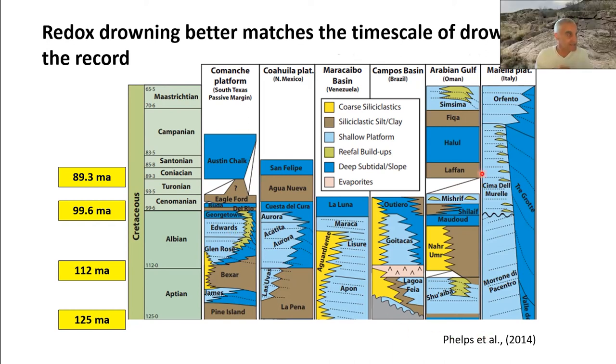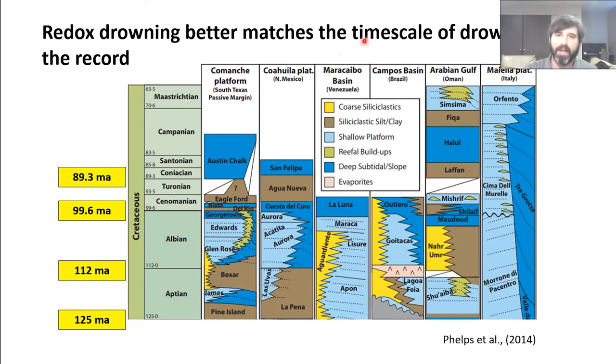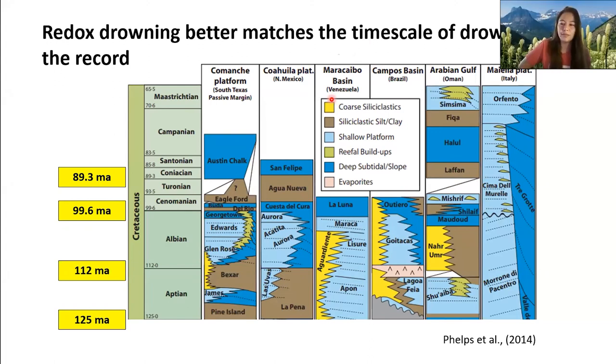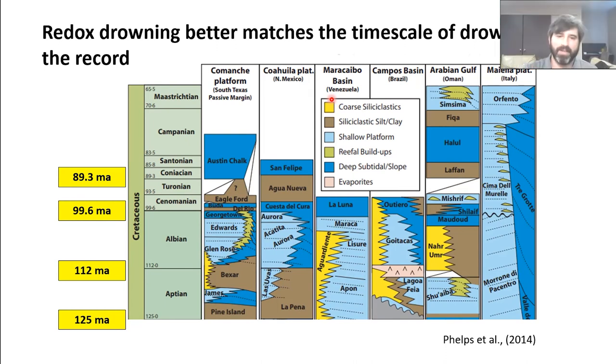I think Richard's question in the chat box goes right into that. Richard Den says the drowning of the Buta platform occurred around 97.5 million years, several million years prior to OAE2. Yeah, that's a great observation. A lot of the carbonates in the Gulf Coast drowned way before OAE2. It's possible they're coincident with this OAE1D, but it doesn't really matter.